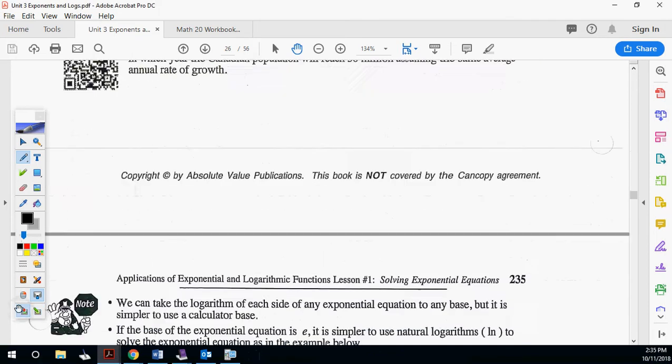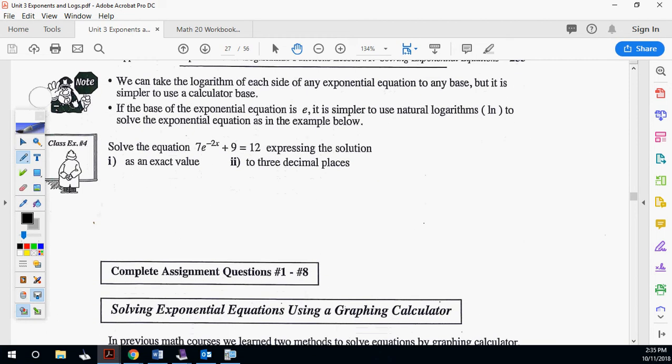Okay, so before we start. All right, last page here for this lesson. We'll take a break.